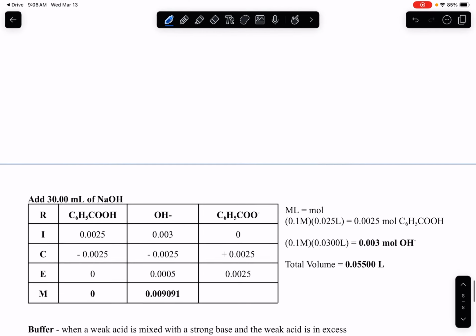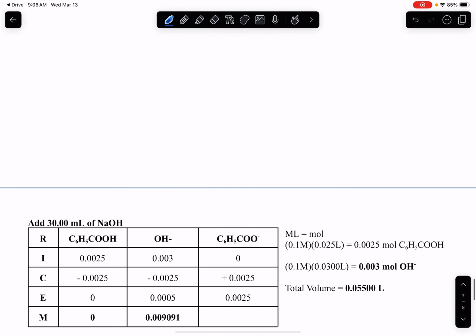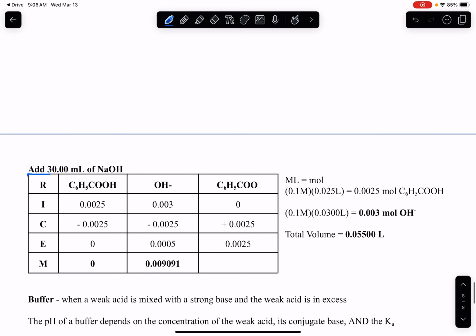Okay. So after we've added 30 milliliters of NaOH, we now have this amount of moles of hydroxide that goes here. This was our still original 25 milliliters of the weak acid. We have 0 of the conjugate base. Our change row now has to come from the number of moles of the weak acid because the weak acid is the limiting reactant. So here's negative, negative, and positive, and we don't have any more of the weak acid. We just have a whole bunch of the hydroxide.